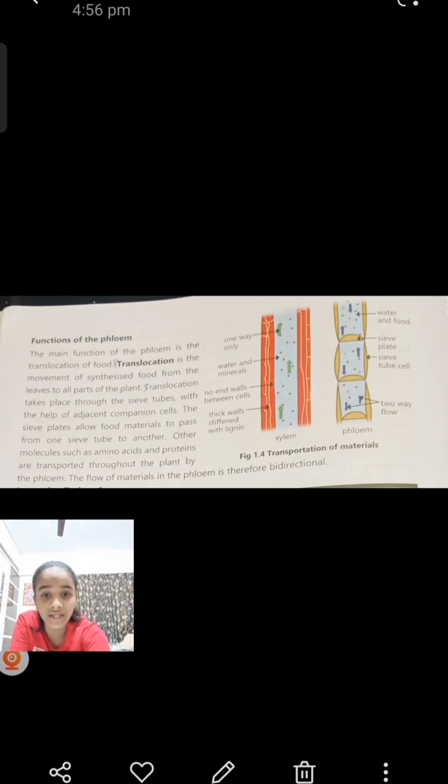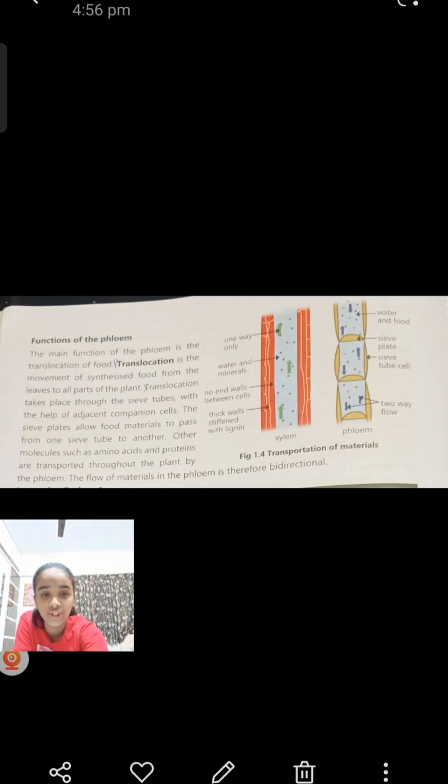36th question is, how does translocation take place? The answer is, translocation takes place through the sieve tubes with the help of the adjacent companion cells. Now 37th question is, what do sieve plates allow? The answer is, the sieve plates allow food materials to pass from one sieve plate to another.